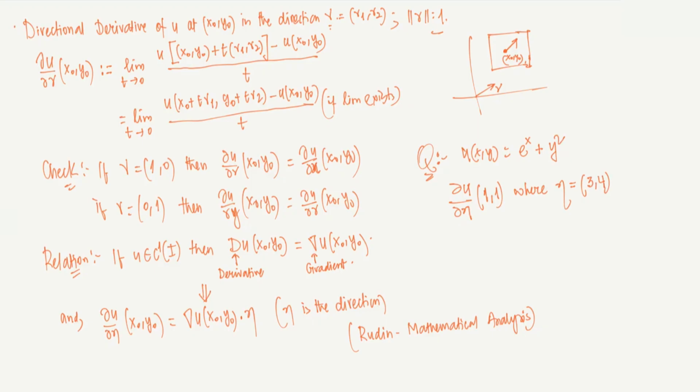It has a particular direction, right? So in that direction, I want to see what is the directional derivative of u at the point (1, 1). So you fix the point (1, 1), stand on it, and look at the direction (3, 4), and you want to see what is the variation of u in that particular direction. So find out the value here.